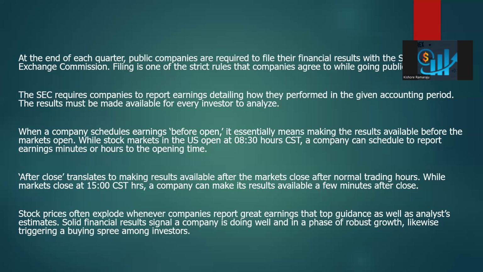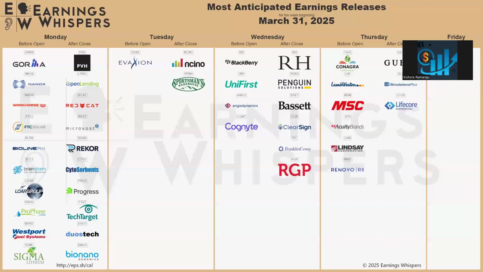Generally, anything before 8:30 a.m. Central is pre-market earnings. Some companies may report at 5 a.m., some at 6 a.m., some at 7 a.m. Central, like that. Anything after 3 p.m. Central is called after-hours earnings. Whenever these earnings are reported, there can be big moves, either upside or downside.